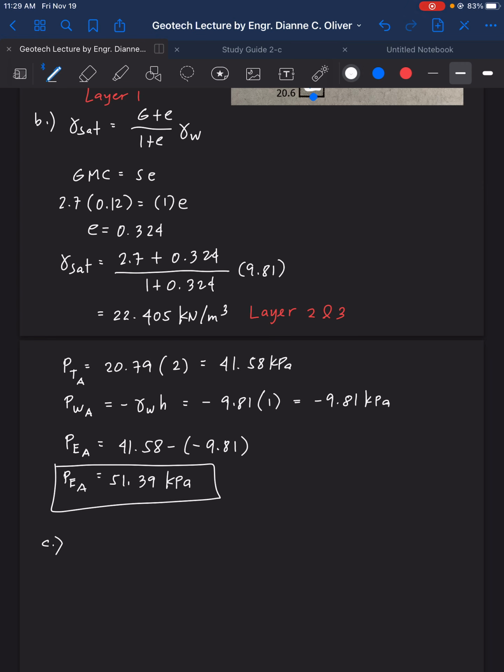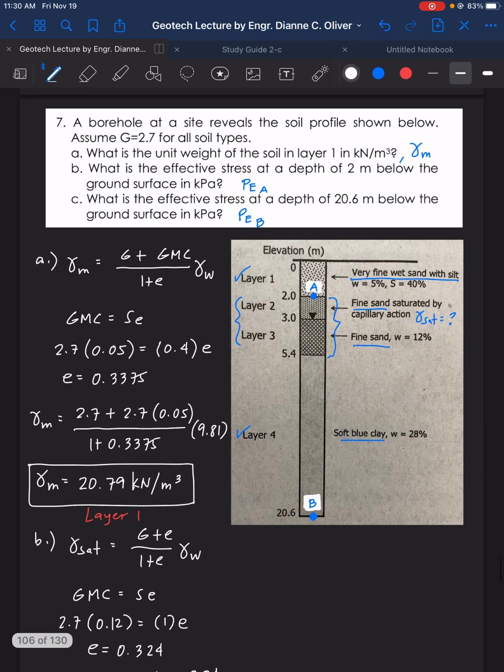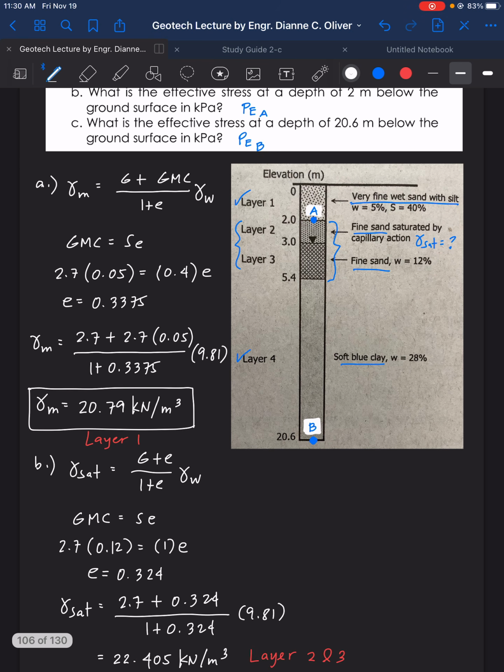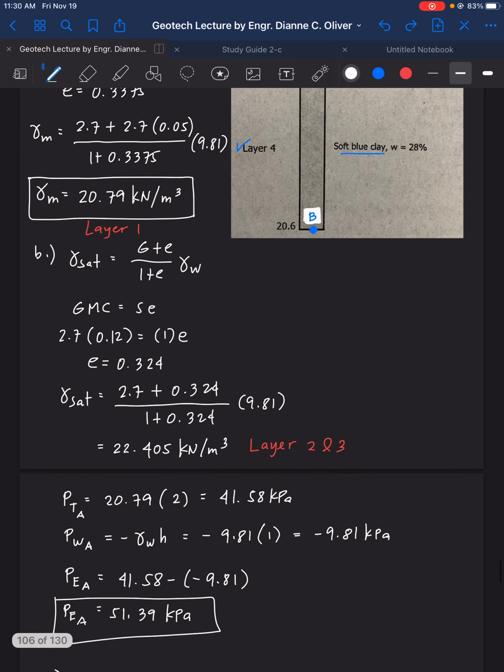Now letter C. Letter C question is, what is the effective stress at point B? Okay, point B. So this is the one we can do the shortcut because the point is not located at any capillary zone. Okay, so we can do the shortcut now.